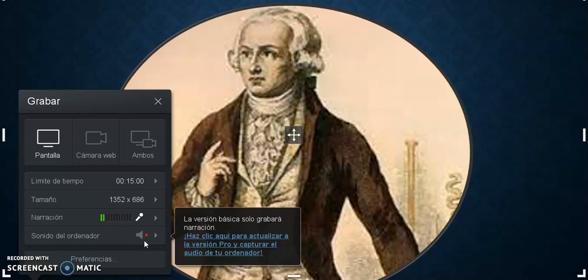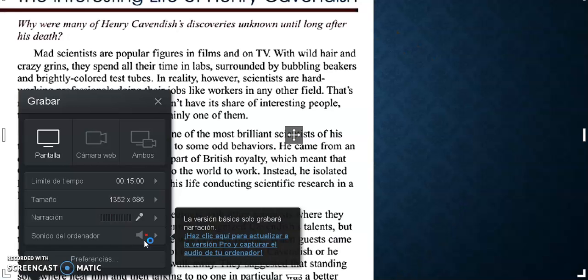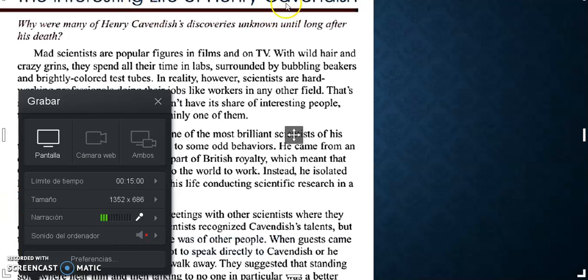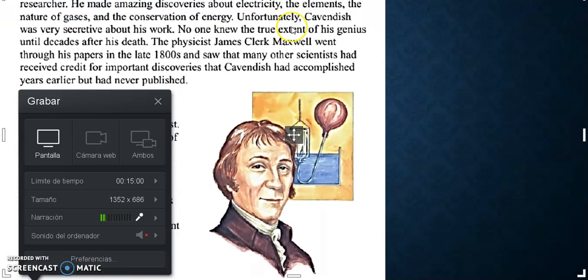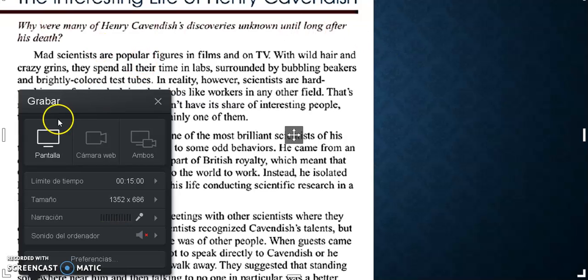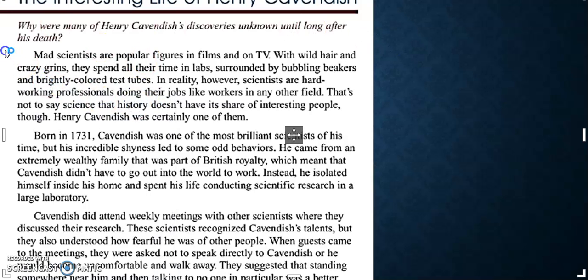The weights of gases. He discovered different gases, nitrogen and oxygen, and that water was not one element: nitrogen and oxygen were combined in water. So it's important to understand this topic. Look at the picture, and we have the topic. The name is the story of Henry Cavendish. Why were many of Henry Cavendish's discoveries unknown until long after his death?